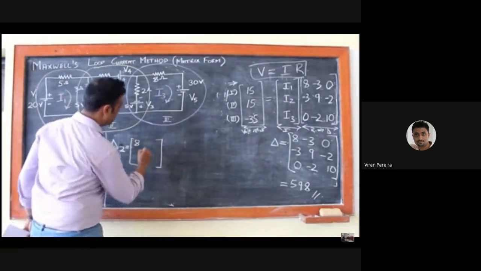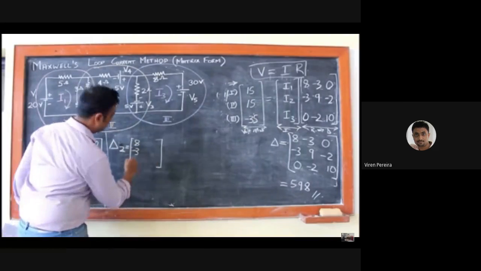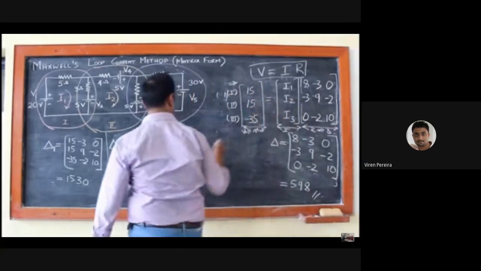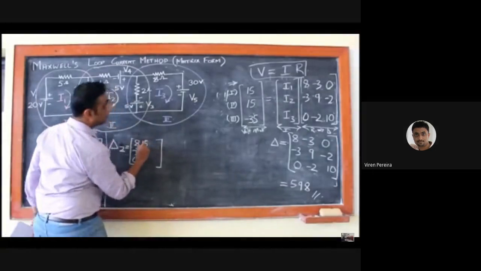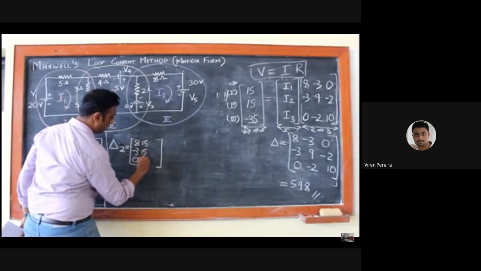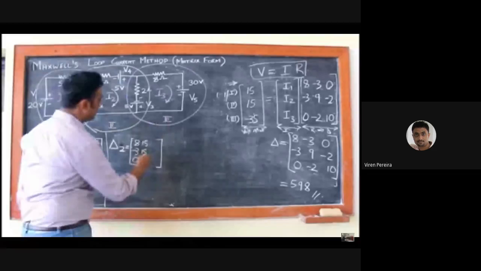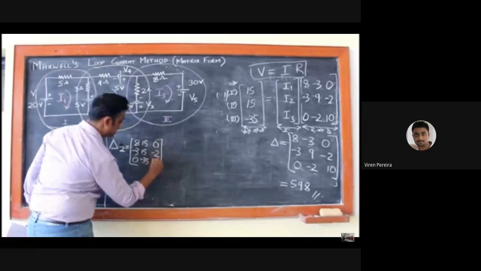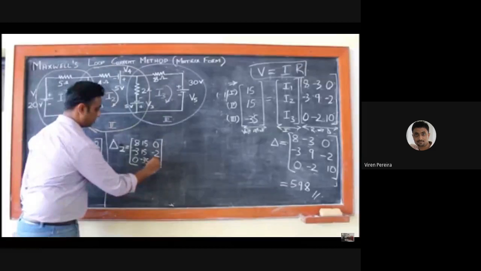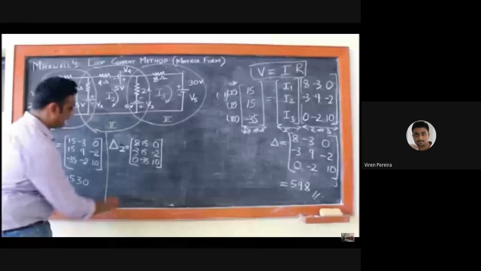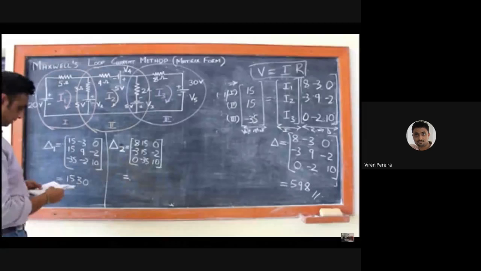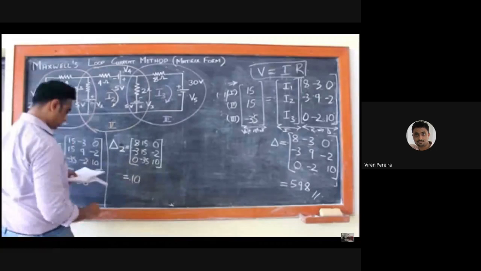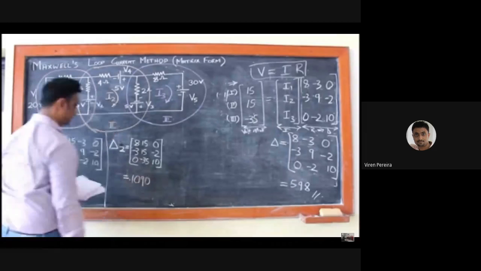8, minus 3, 0, 15, 15 and minus 35. The rest remains the same. So I have 0, minus 2 and 10. Again, I have to find out the determinant. So delta 2 determinant will give me 1090.